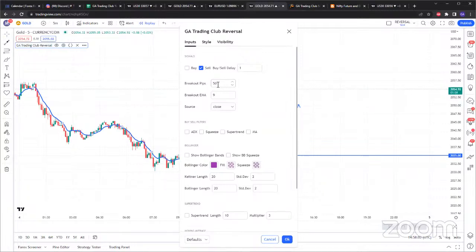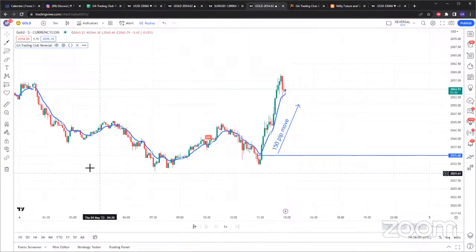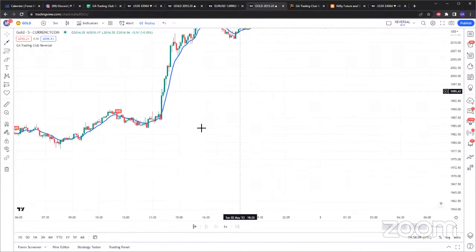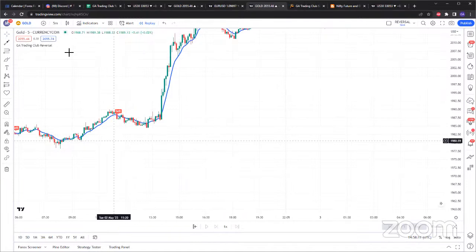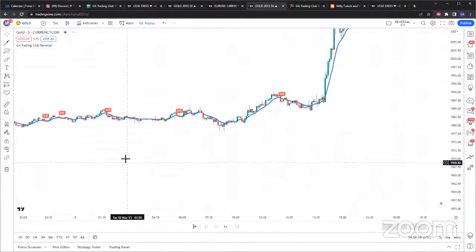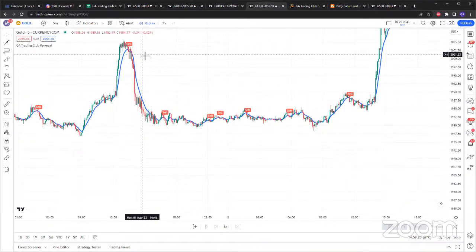So you can just backtest, look for trends, and the best way to backtest this is to look for a trend and then play with the settings around there, because you'll automatically, based on our strategies, see the entries. Because remember, this indicator is based off of our strategies.